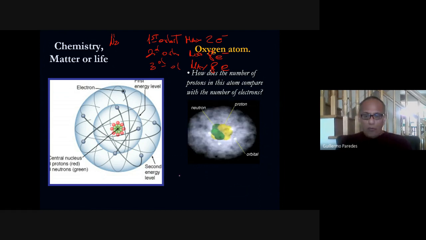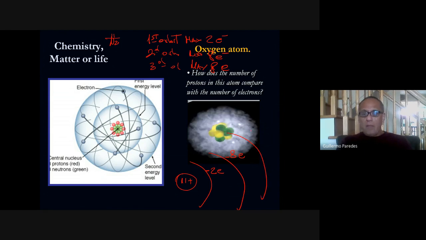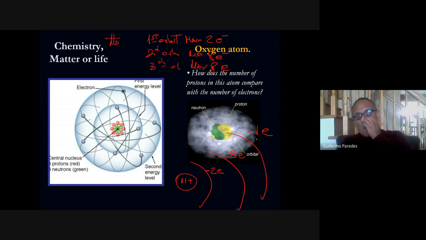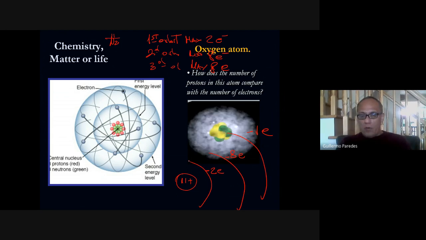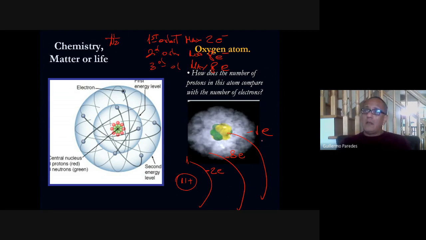The sodium is going to be 11. So we have 11 positive in the center. We have -2 in the first orbit, -8 in the second orbit, that is -10, and -1 in the third orbit. So the first orbit is happy. The second orbit has complete electrons, 8, and is happy. But the third orbit is unhappy. Why? Because you want to have 8 electrons, but you have only 1.